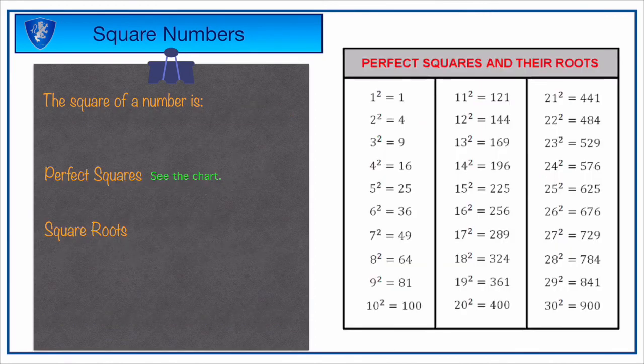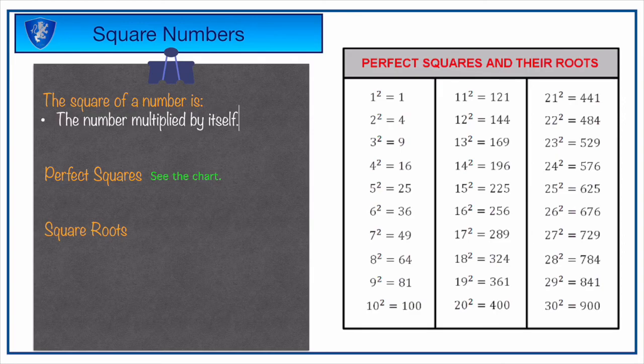A square number is a number which is multiplied by itself. For example, 1 times 1 gives you 1, 2 times 2 gives you 4, 3 times 3 gives you 9. So all these, 1, 4, 9, are square numbers. And we've given you all the square numbers up to 100 here.